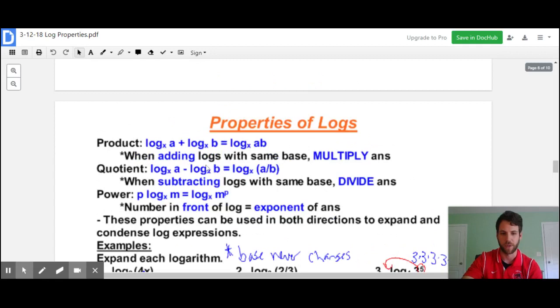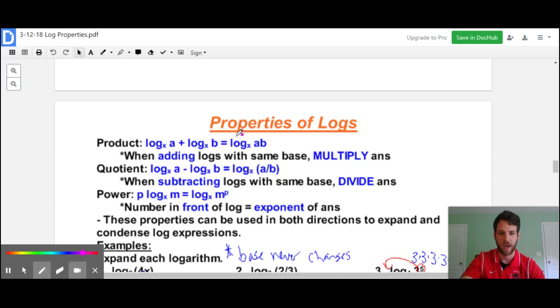If you remember these three properties, we had the product property, where if you add two logarithms with the same base, you can combine them into multiplication. And you can see that the A and the B here are in parentheses. The second one was the quotient rule, where if you subtract two logarithms with the same base, you can combine them into one where you're dividing.